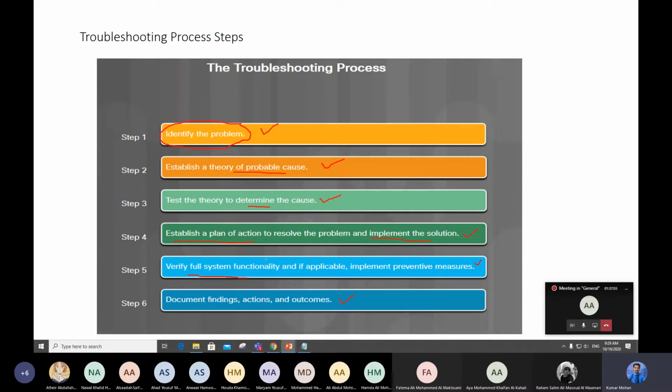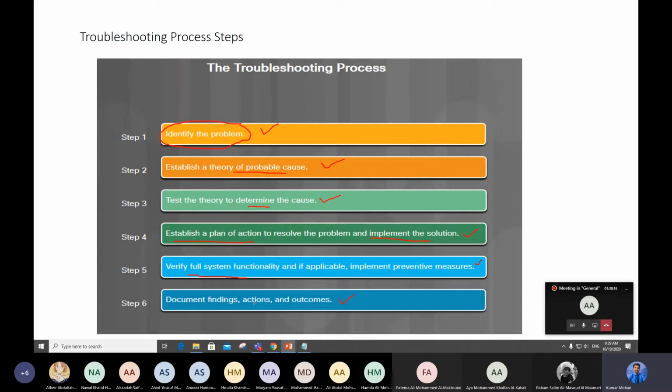Even though the problem is for RAM, it is not only for RAM, it is for the full functionality of the system. See, after 1 week, the doctor will ask you to come again. Why? Because you want to check whether you are perfectly fine, or if there is some other problem, like that. And then the final step is document findings, actions and outcomes.